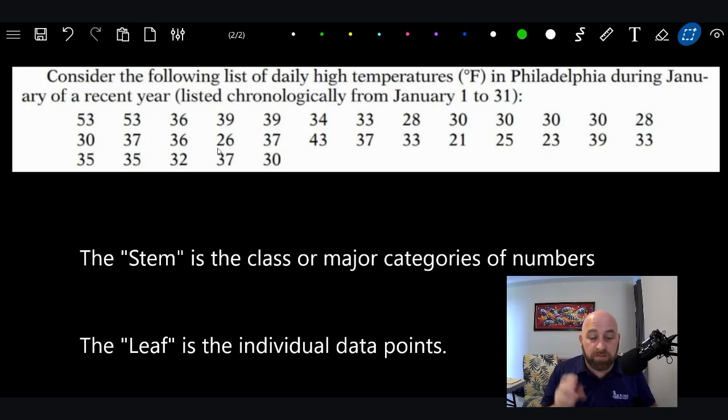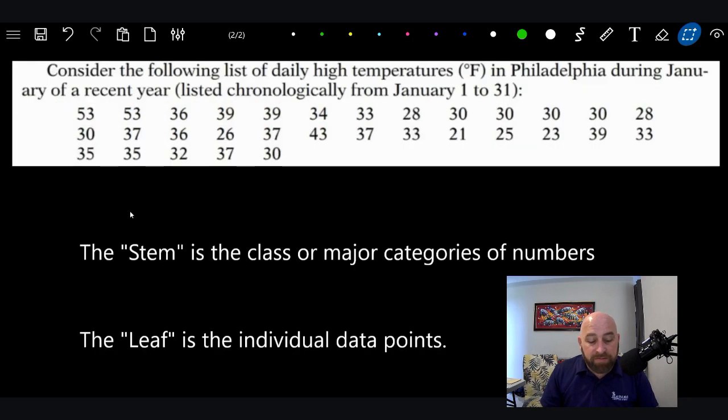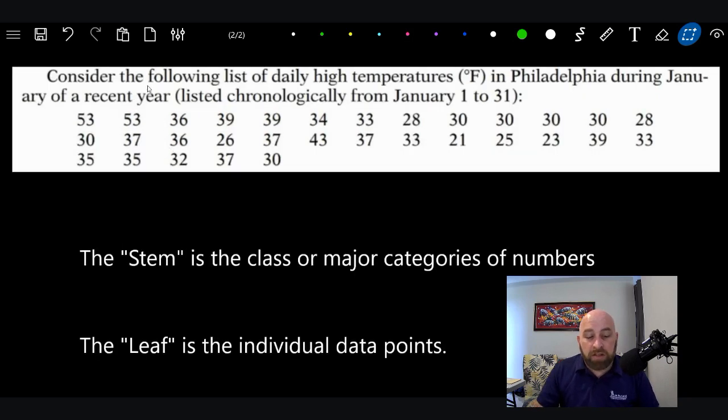So 20s, 30s, 40s, and 50s. The leaf is the individual data point. So let's take, for example, this third one right here, 36. The third one on the list occurred on the 3rd of January. Well, it's in the 30 subset, but it's specifically a 6. It's 30 and 6. And so that's what we're going to be doing here: classifying each one into their main group, but then not losing sight of the individual aspect of it as well.